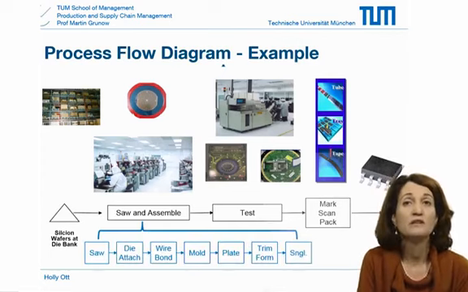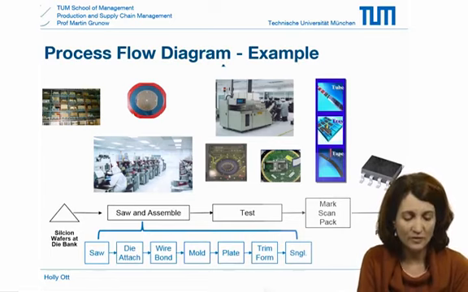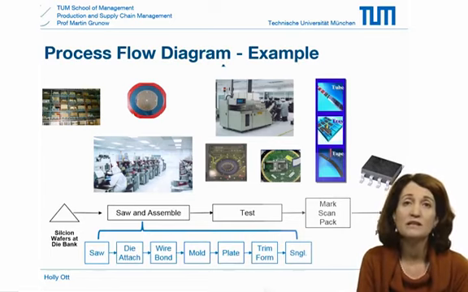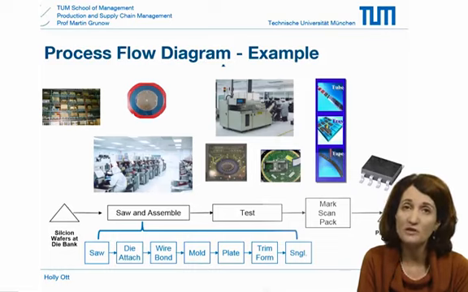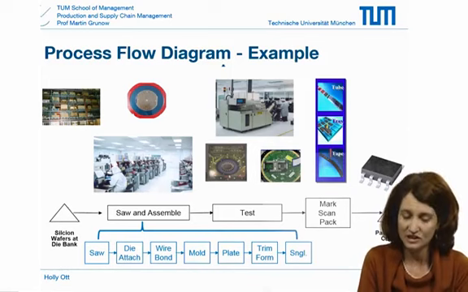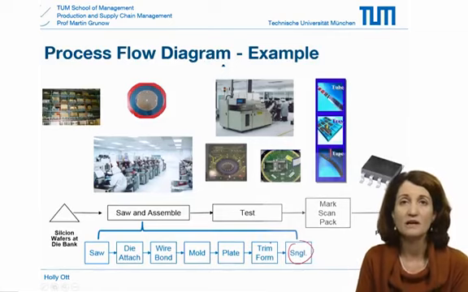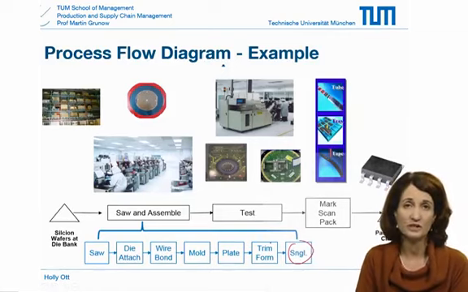Of course, it may be that we need to go deeper into the process. Here we can break up our sawing and assembly into different constituent steps: saw, die attach, wire bond, mold, plate, trim and form, and singulation, which here means cutting the chips up into the individual integrated circuits.